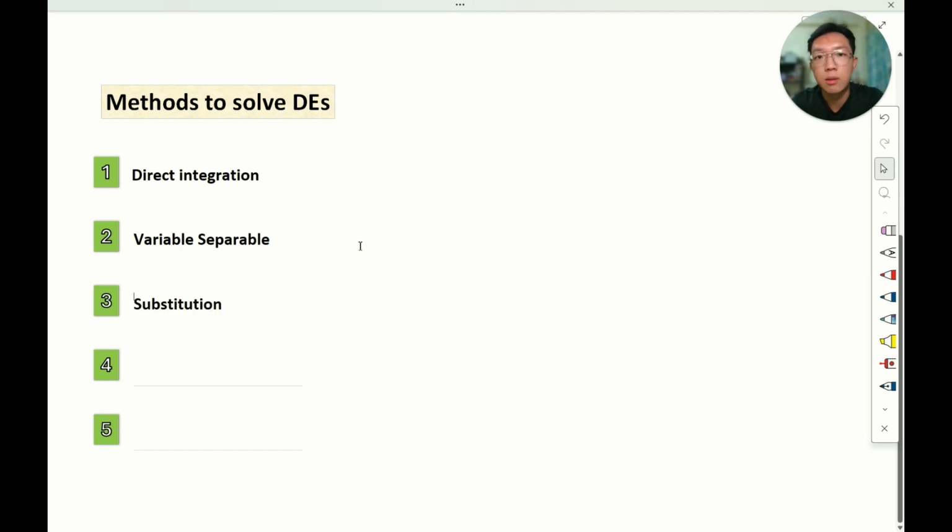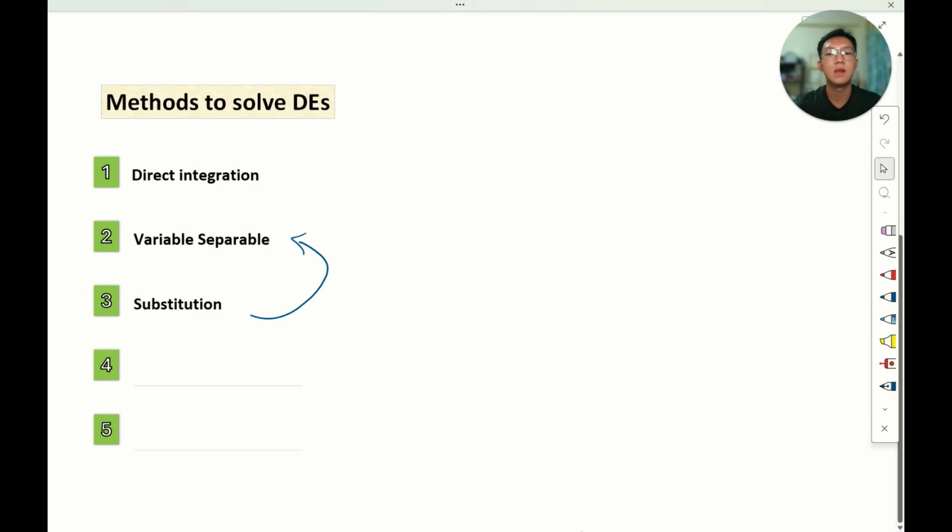Next one is called our substitution. Alright, you will find out that it's very closely linked to this DE called a homogeneous equation. Okay, so we use the substitution for homogeneous equations. You will find out there are very close links to our variable separable. So substitution very closely linked to variable separable. Okay, so you'll find it out in subsequent videos.